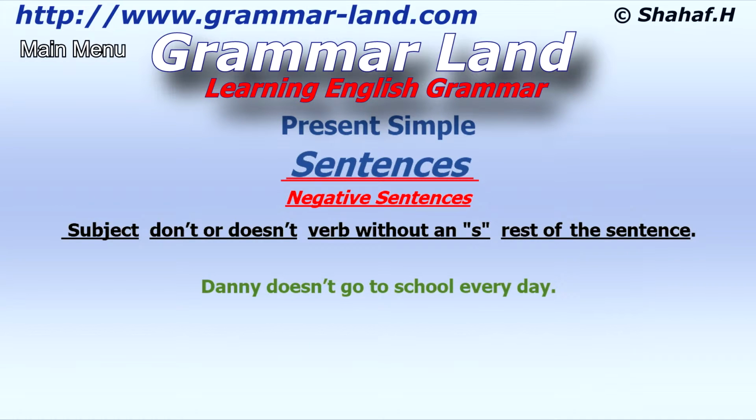Danny doesn't go to school every day. Danny is he, so we should use does not, or doesn't. The verb go stays as it is, without an s. The s was added to the do not, and it becomes does not, or doesn't. The rest of the sentence is, to school every day.